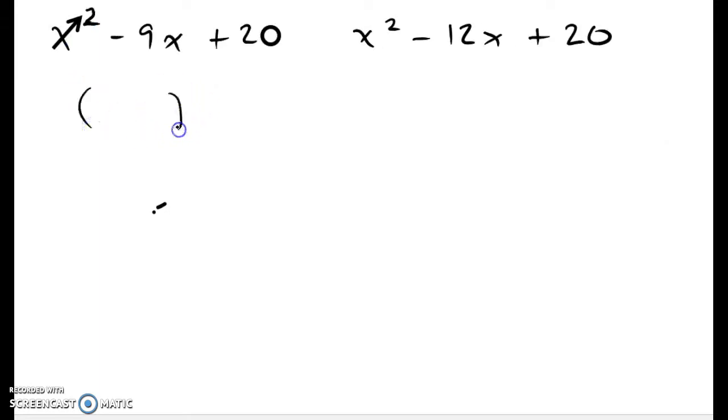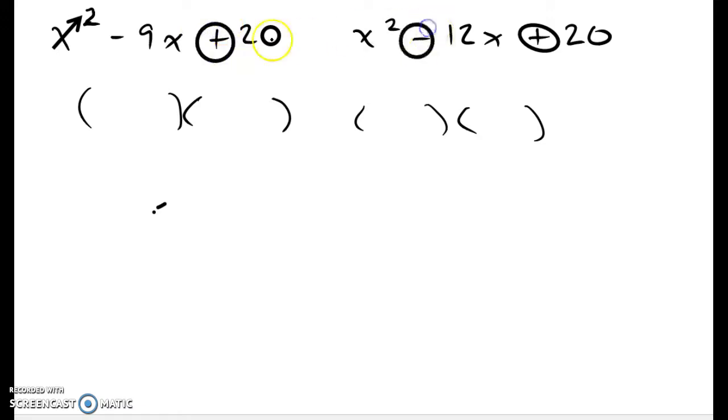So 2 sets of parentheses. And now look at your sign. Look at the second sign. It's a positive. That means you either have 2 positives or 2 negatives. Now look at this sign. 2 negatives. Okay, break up your x's. And we're going to have 2 negatives.